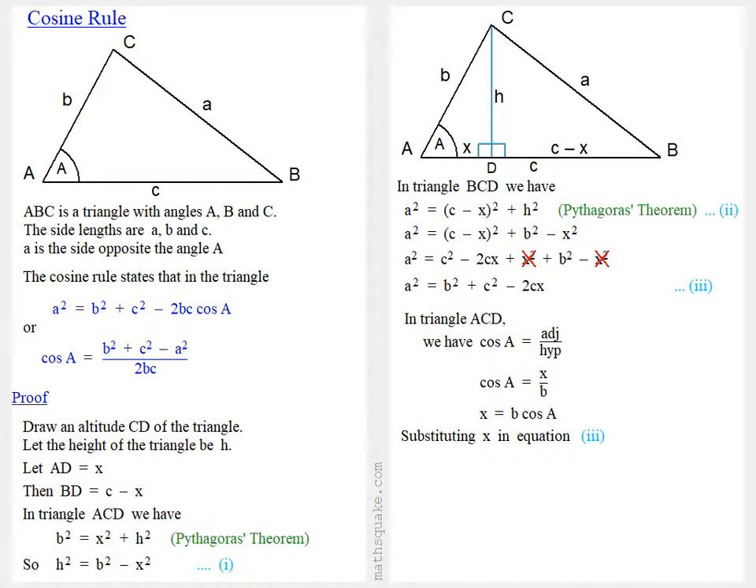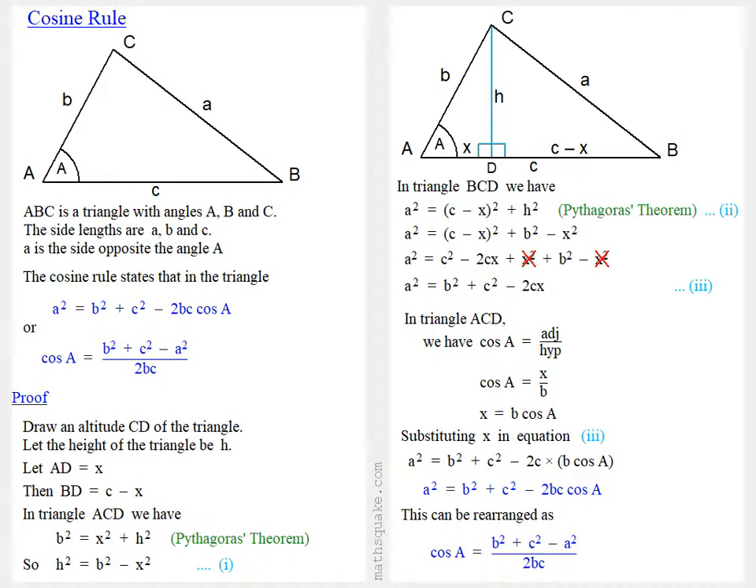Now we can substitute that value of x into equation 3, and that gives us a squared equals b squared plus c squared minus 2c times b cos A. Or, slightly rearranging it, a squared equals b squared plus c squared minus 2bc cos A. And that's what we wanted. But this can be rearranged as the cosine of A equals b squared plus c squared minus a squared over 2bc. This is a better form of the equation if we're trying to calculate an angle.